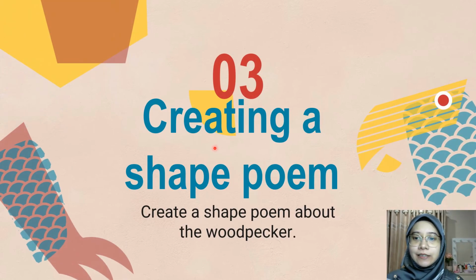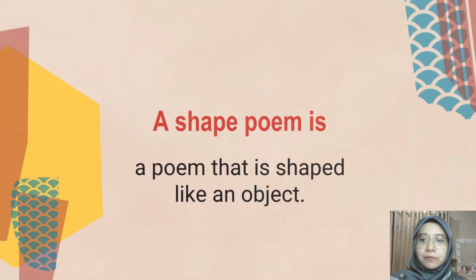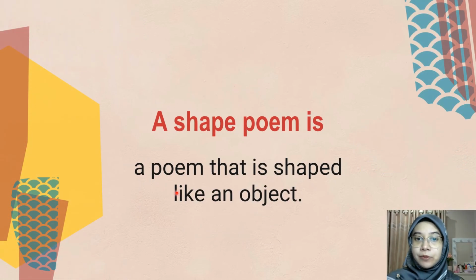Okay, so this is the third activity, creating a shape poem. Okay, create a shape poem about the woodpecker. Kamu perlu buat satu sajak bentuk mengenai woodpecker. Okay, so let me introduce what is a shape poem. A shape poem is a poem that is shaped like an object. Okay, shape poem ni adalah satu sajak yang kita bentukkan dia seperti sebuah objek.